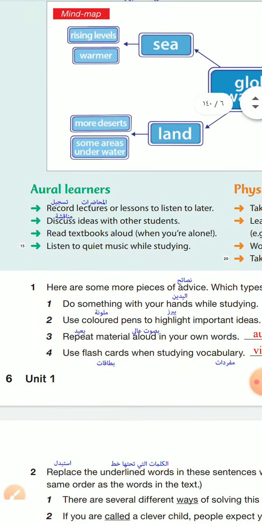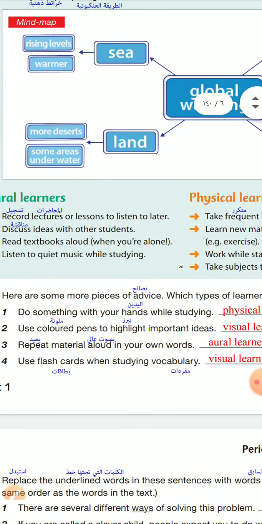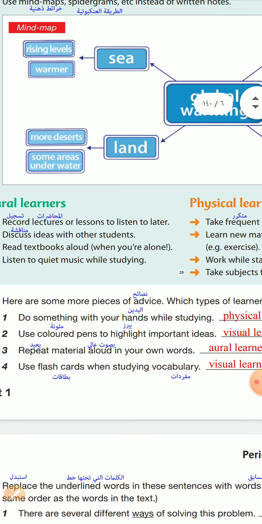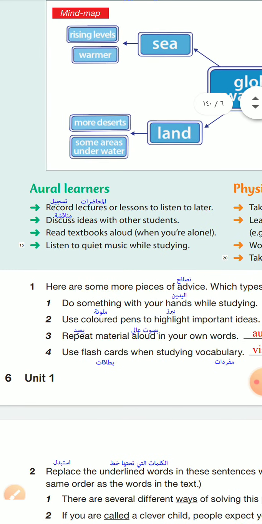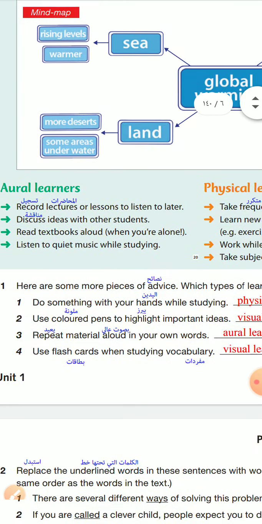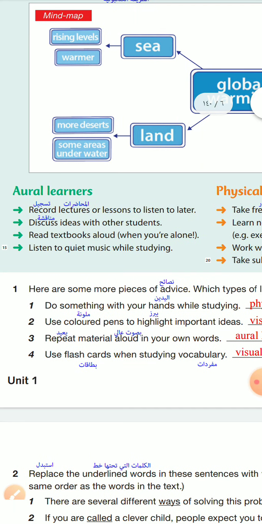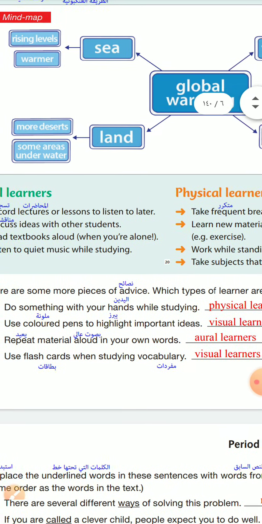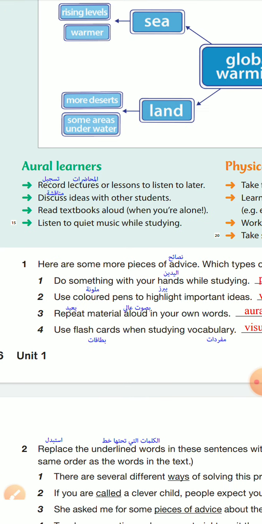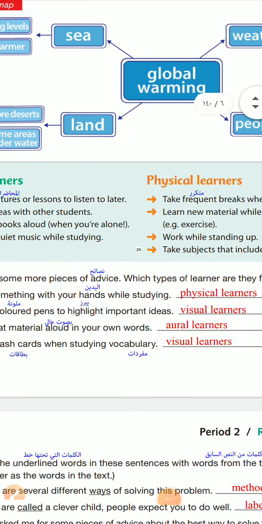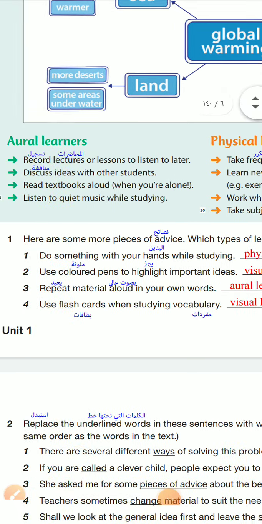Okay. Number 2: use colored pens to highlight. لو استخدمتوا الوان لتبرز important ideas أفكار مهمة. What is the learner? Visual learners. Okay. Number 3: repeat material aloud in your own words. لو انت عدتي الماتيريال أو الدرس بصوت عالي. Okay, what is it? Oral. Number 4: use flashcards when studying vocabulary. لو استخدمنا بطاقات. What is it? Visual learner. Okay.